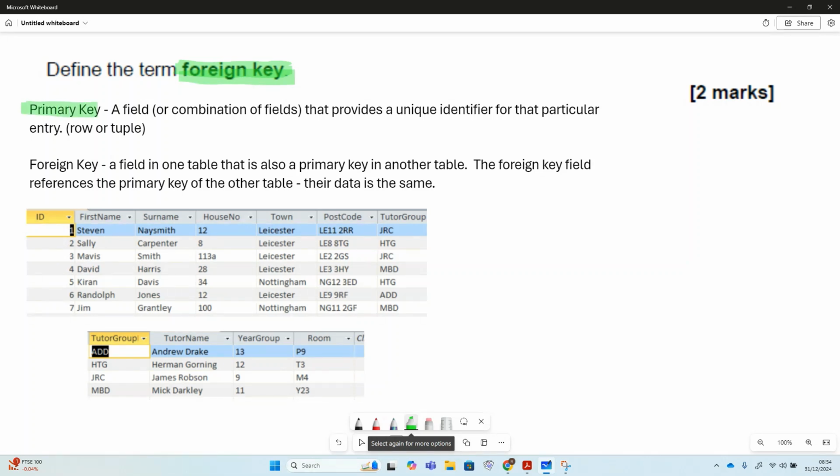We've got primary key. Primary key is a field or a set of fields, a combination of fields, that provides a unique identifier for that particular entry in the database. So a row, sometimes called a tuple.